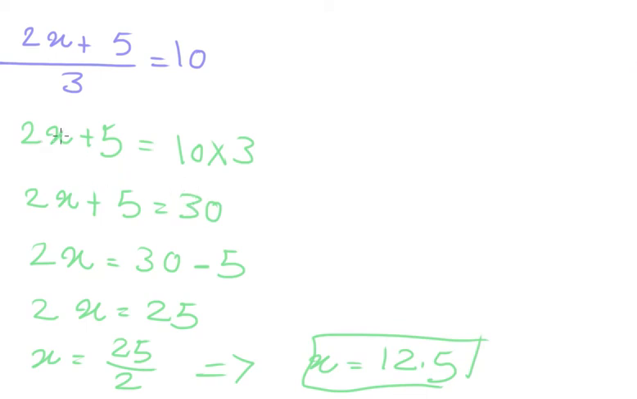You just take it from this side to the other side and you change the sign of it. So if it is a multiplication, you will do a division. If it is a division, you will do multiplication. If it is addition, you will do subtraction.